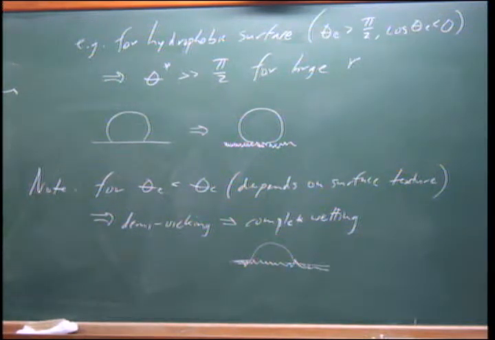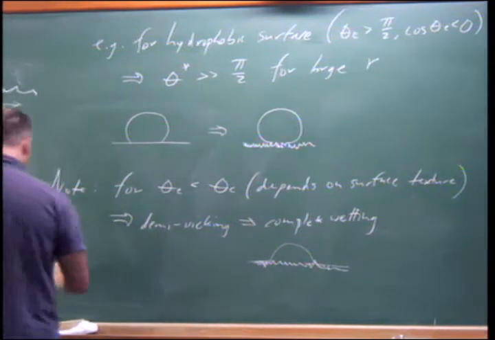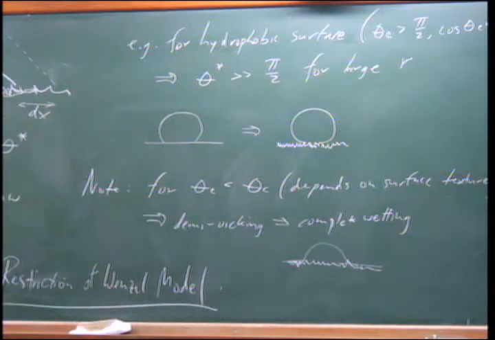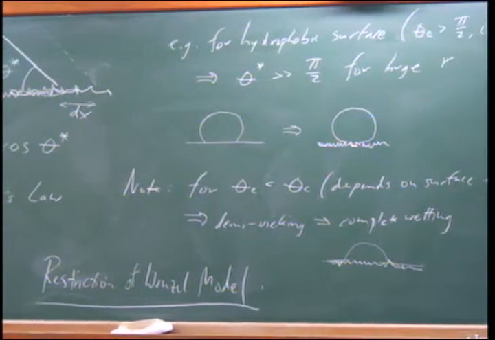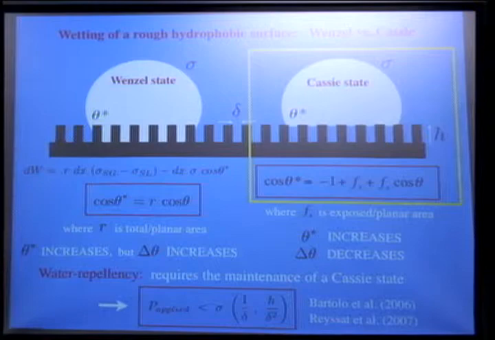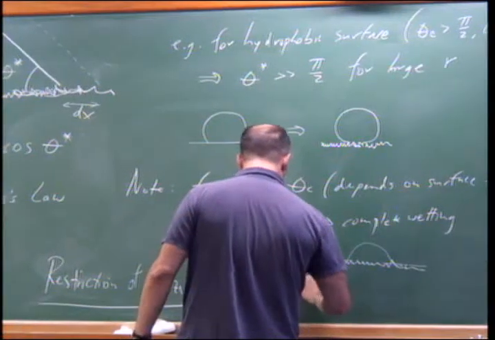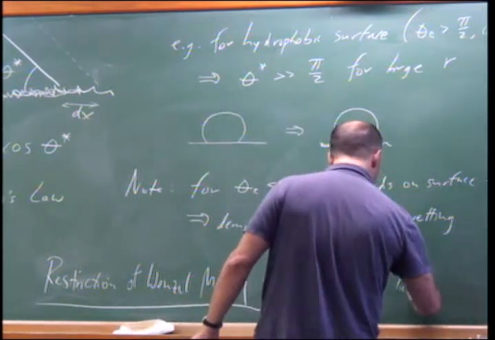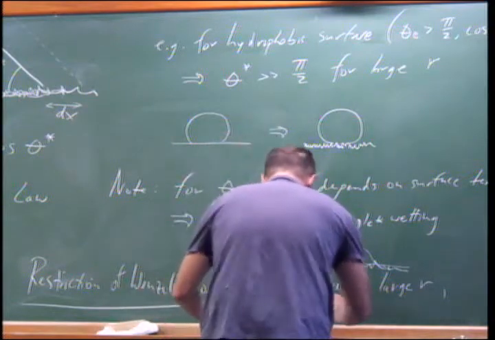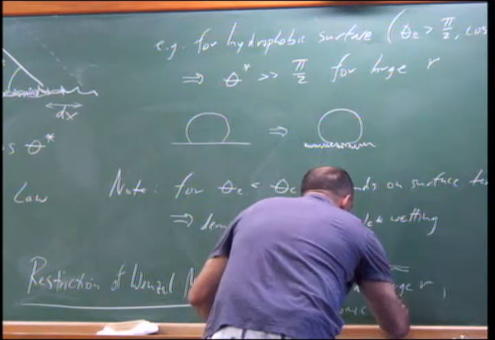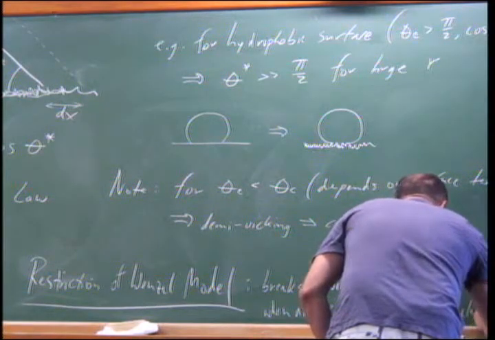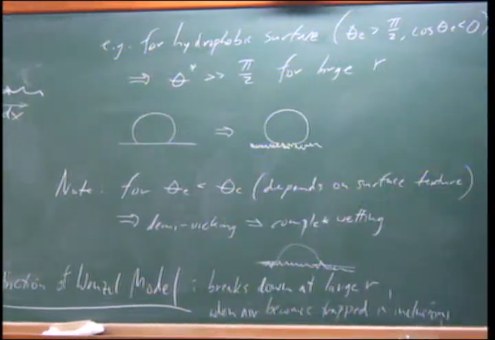Okay, and so the one restriction of the Wenzel model is this. In practice we can take the limit of R going to infinity, but in reality there's a critical R at which this state no longer exists, and it just becomes too energetically costly to wet all of the surface, and so you go into this state. So you basically go from this Wenzel case to the Cassie state as the roughness increases.